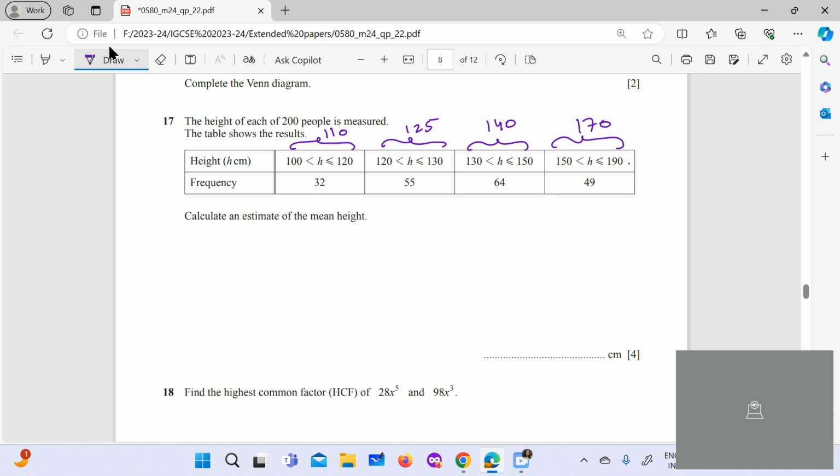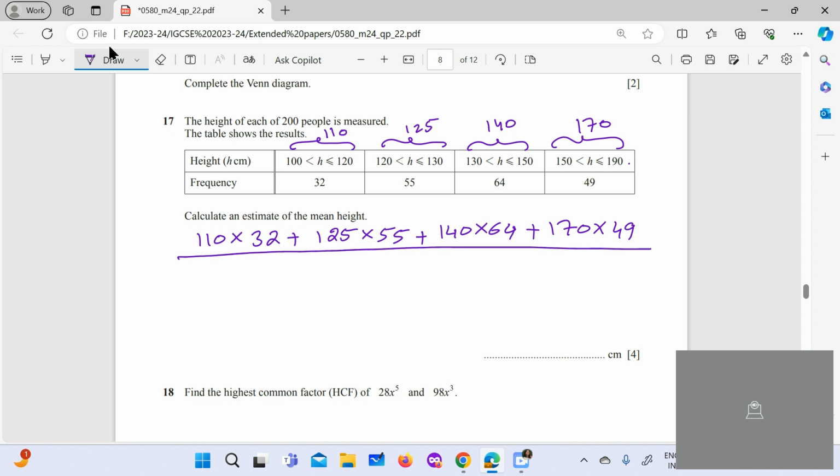Okay, so we will find the estimated mean now. 110 times 32 plus 125 times 55 plus 140 times 64 plus 170 times 49 upon the sum of the frequencies, it's already given over here, that is 200. Okay, so when you multiply and add directly, you can input all the values in your calculator and you will get 27,685 over 200. That will give you 138.425.